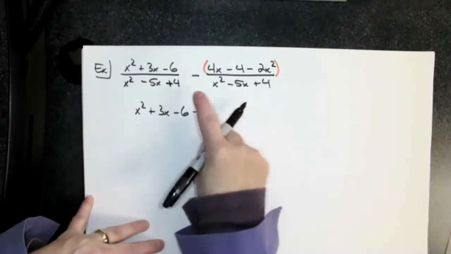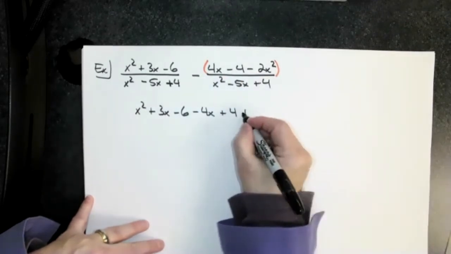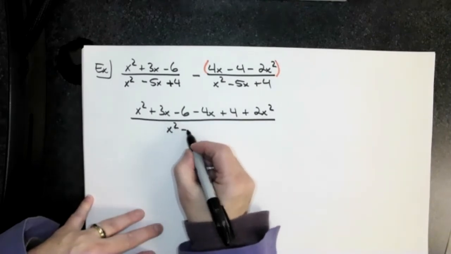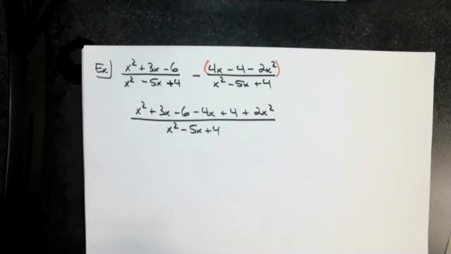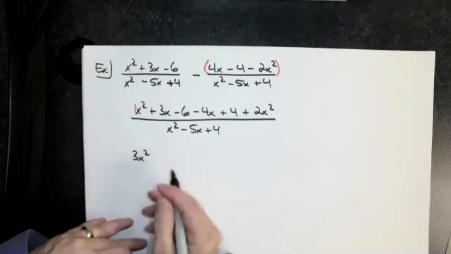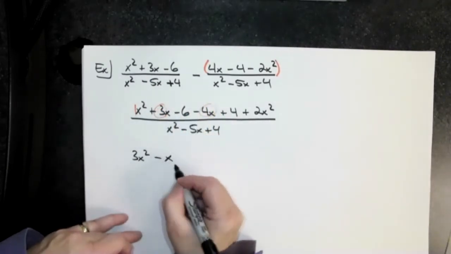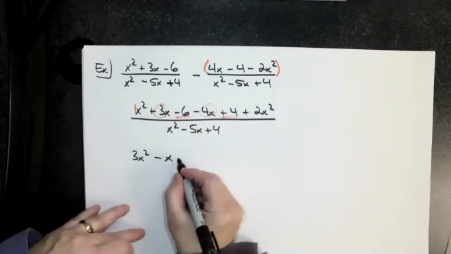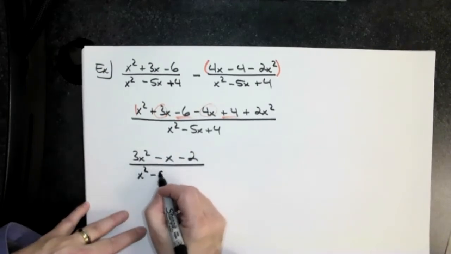So a minus 4x, a negative times a negative makes it a positive 4, and a negative times a negative makes it a positive 2x squared. All right, doing that in that step will at least save you one little step. Okay, go through and add some like terms. Okay, so I've got a couple x squareds in there. So 3x squared, put the x's together. Don't drop that negative right there. So minus x. And then negative 6 and 4. Again, don't drop that negative that's in front of that 6. So a minus 2. And then all over an x squared minus the 5x plus 4.